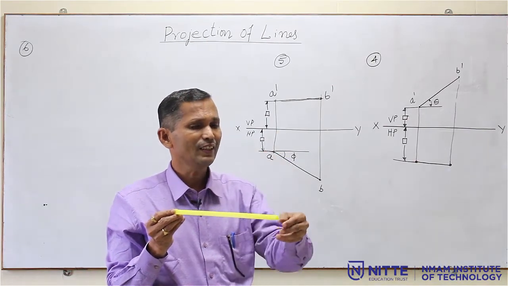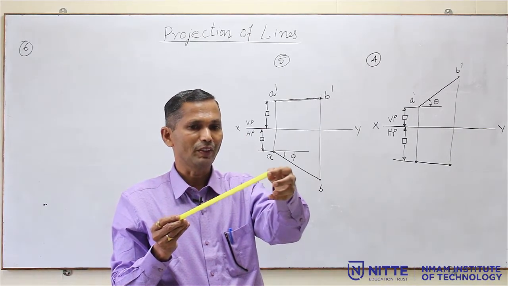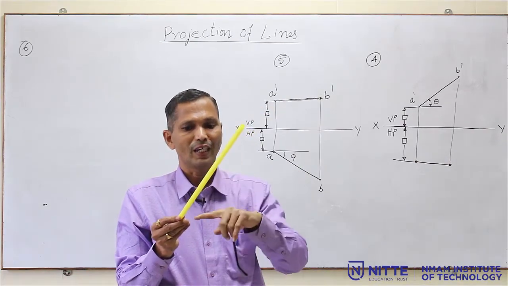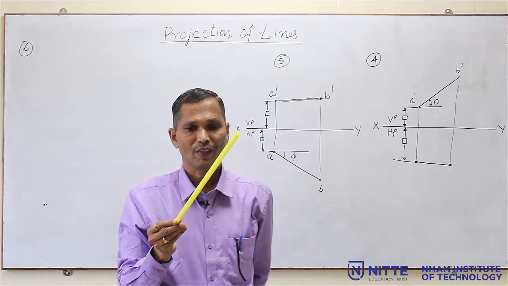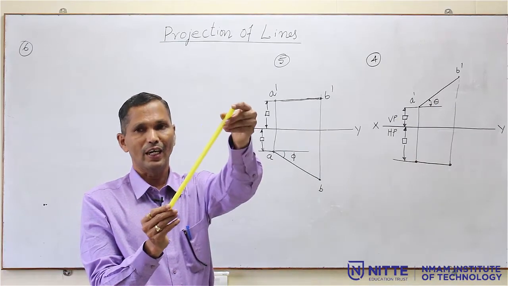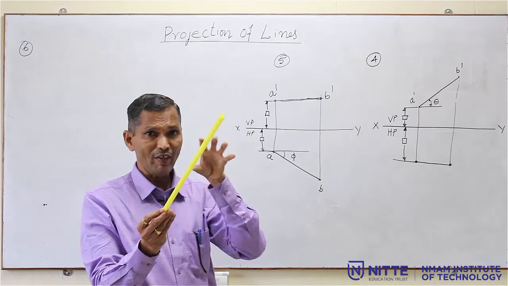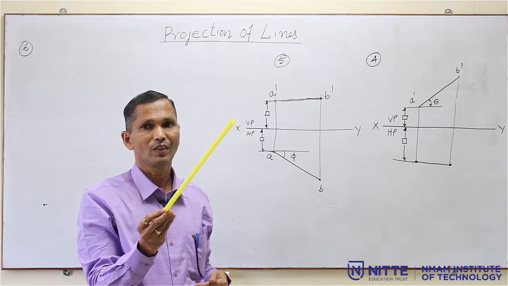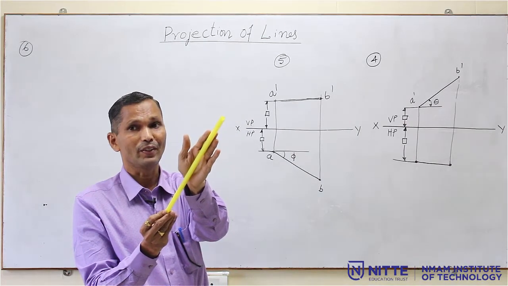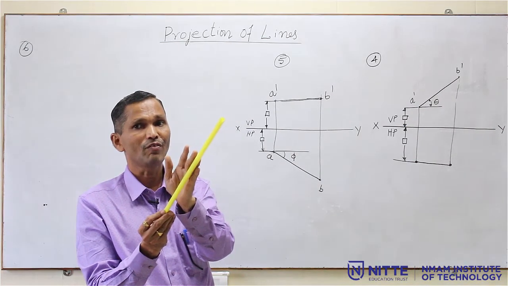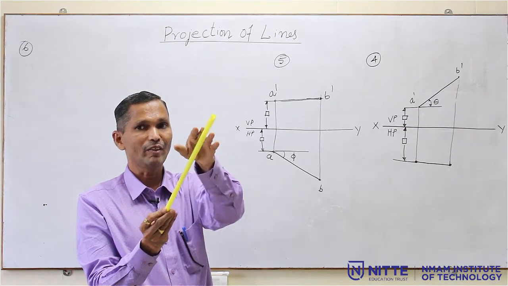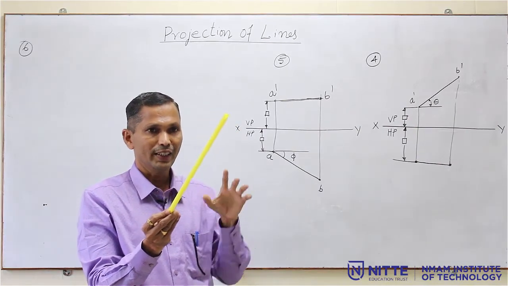What is the sixth case? It is inclined to both VP and HP, like this. Now, it is inclined to VP and inclined to HP also. This is the sixth condition. What is the length of the line? 100 millimeter. Now, what is the front view length? Is it 100 mm? No, it is not 100 mm because it is inclined to VP. The front view will be true length only if the line is parallel to VP. Now, this is not parallel to VP, it is inclined. So, that is why the front view is not a true length, it is a shortened length.